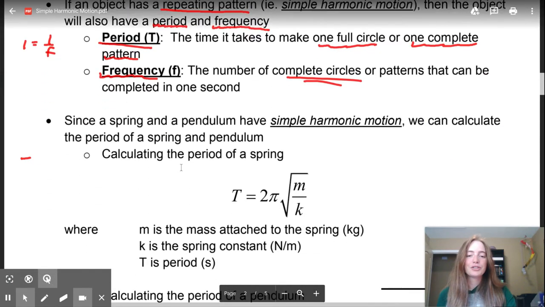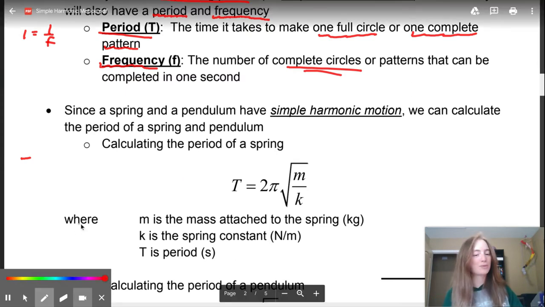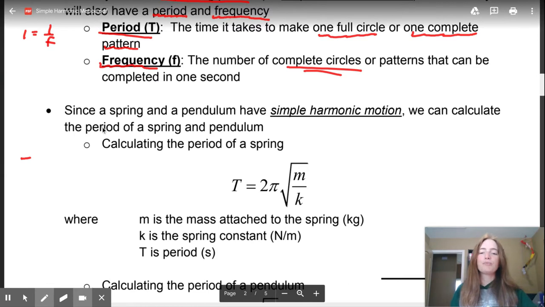All right. So we're going to be focusing on two different types of simple harmonic motion: springs and pendulums. When we have a spring bouncing like this and a pendulum swinging back and forth, you are going to have lovely simple harmonic motion. And we can calculate the period of an oscillating spring or a swinging pendulum based on our equations. So this guy here, ladies and gentlemen, calculating the period of a spring involves this equation here.